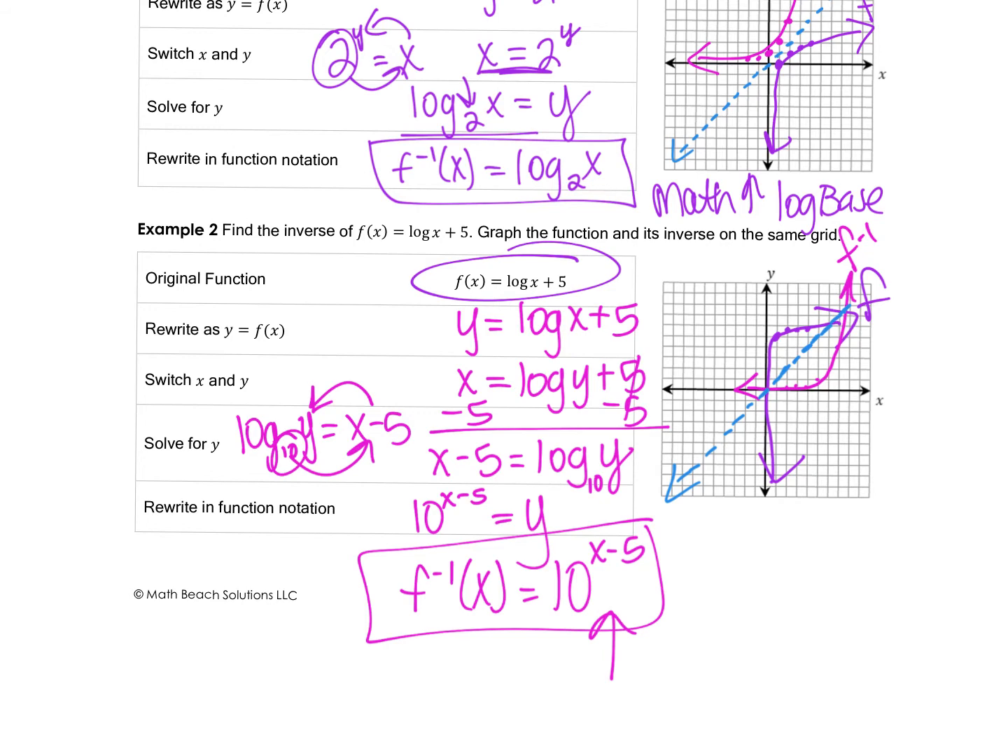Okay, so finding the inverse equation first and then just graphing both of them. Again, you can use the calculator, plug it into y equals, find your points, graph them. You could also check your points, make sure that you're switching your x and y on the points. Flip over.